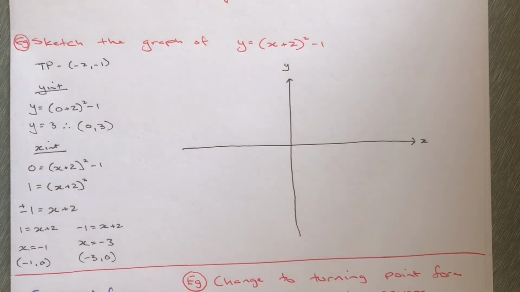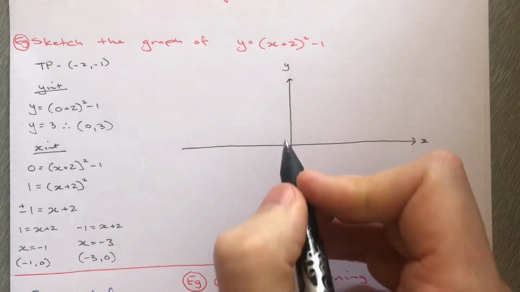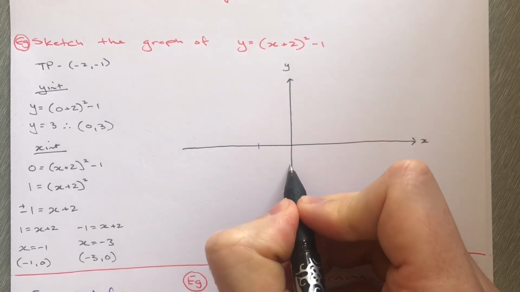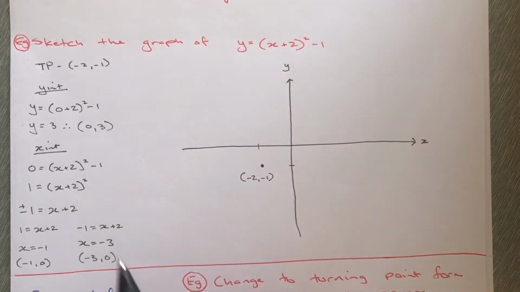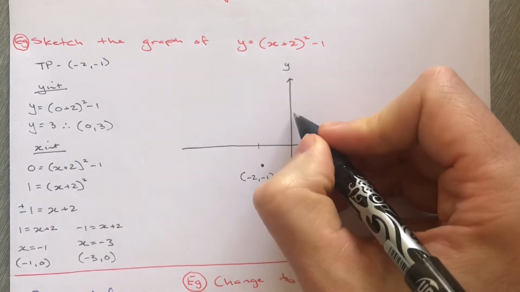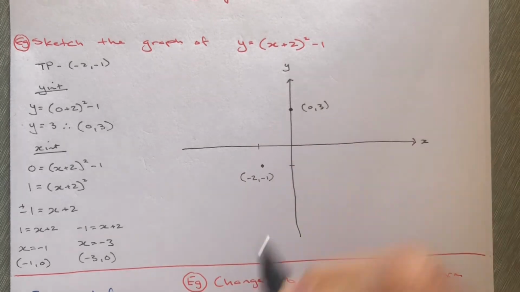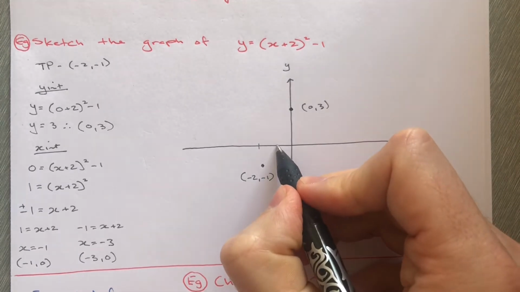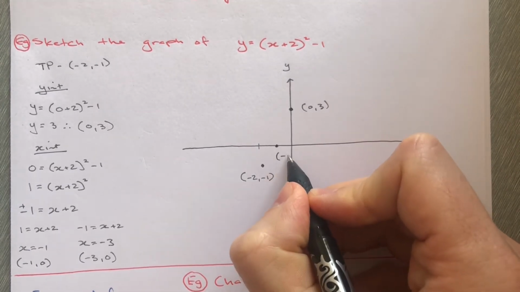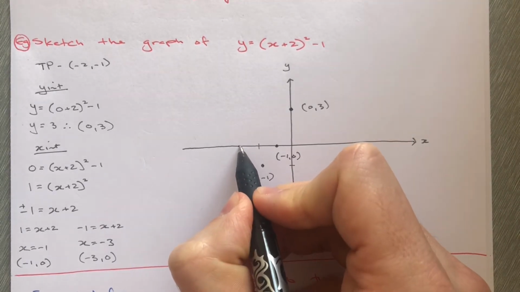Now what I should be doing is putting in these key points. I know the turning point is going to be at (-2, -1), so let's just say it's here. I'm going to label that (-2, -1). I have a y-intercept at 3, so 3 would be up here. I'm going to label that (0, 3). And I have x-intercepts as well. I have one at -1, which will be here, and another one at -3, which will be over here.